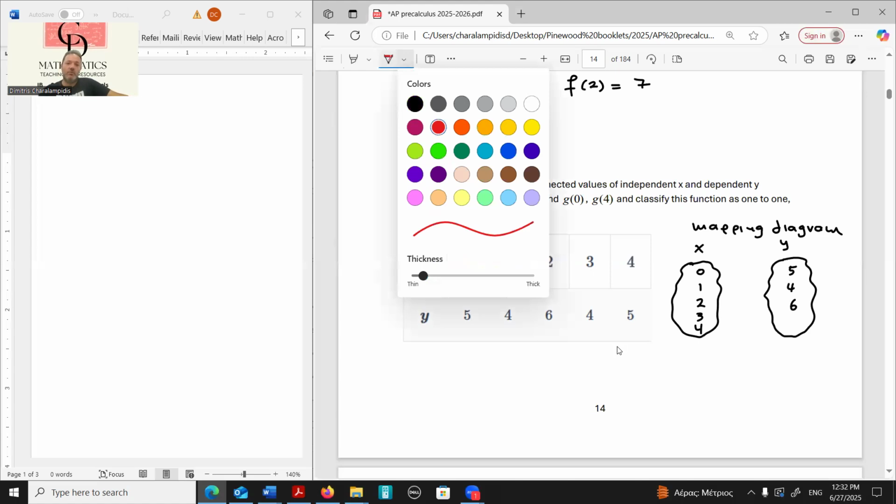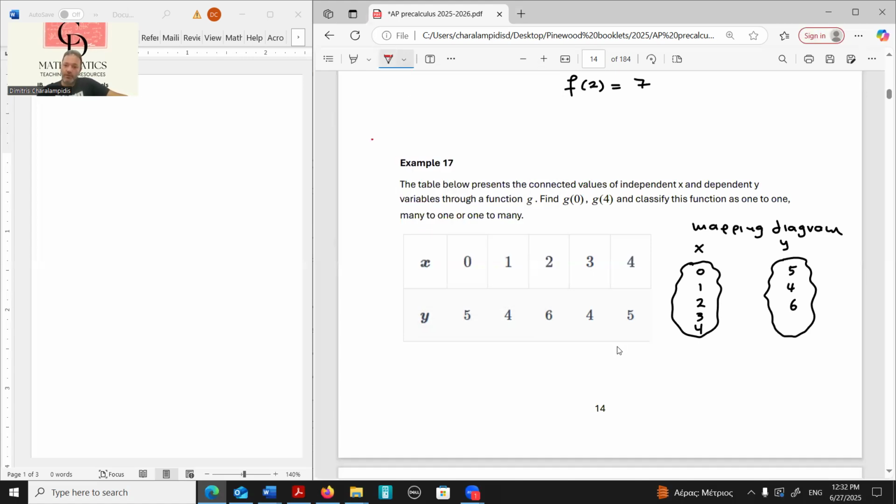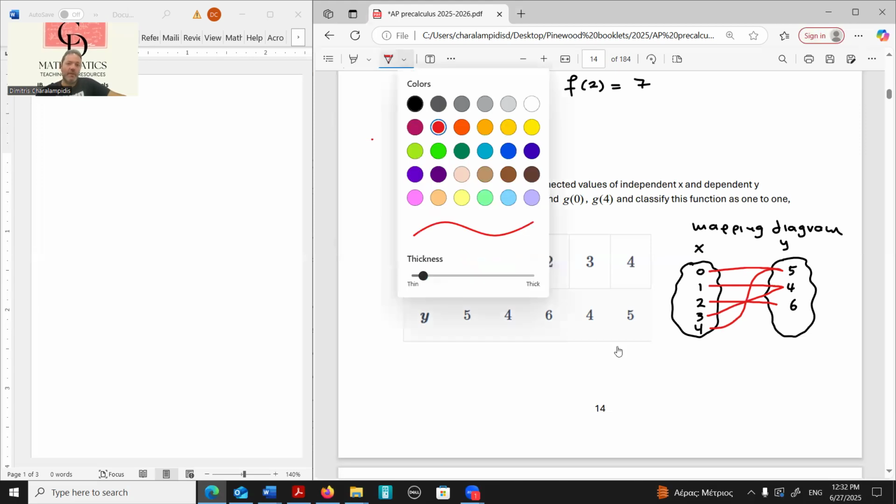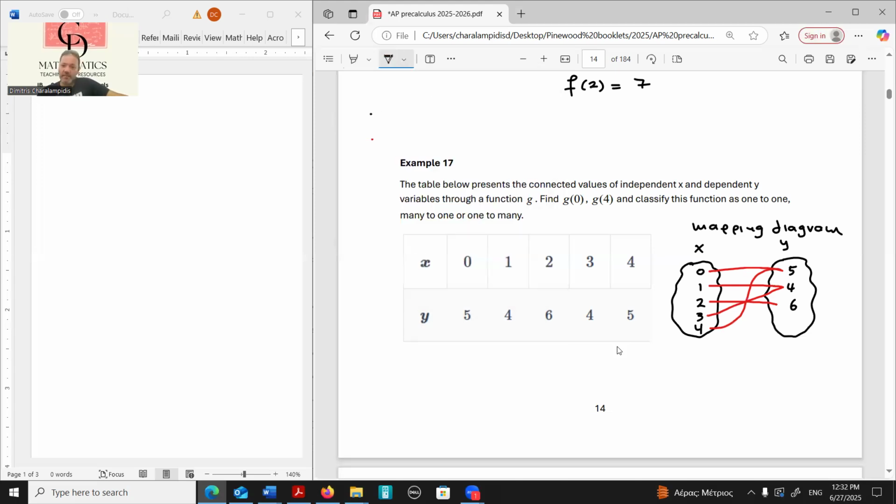Now I will do the connections. From 0, we connect that to 5. From 1, we connect that to 4. From 2 to 6. Then again, from 3 to 4. And from 4 to 5. So that's the mapping diagram. We can easily see that this is a many-to-one function.